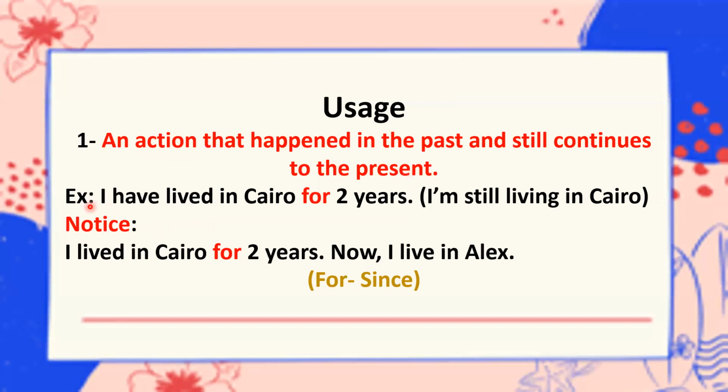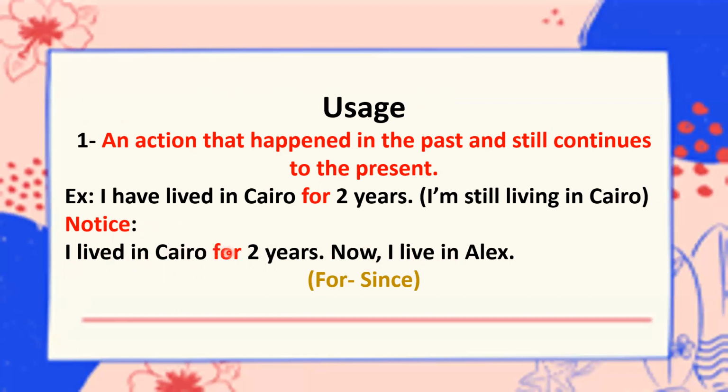So here, for example, I have lived in Cairo for 2 years. If someone told you that I have lived in Cairo for 2 years, that means he's still living in Cairo, not in Alex, not in Japan, not in America. But if I use the past simple tense, I lived in Cairo for 2 years, that means now I live in Alex.